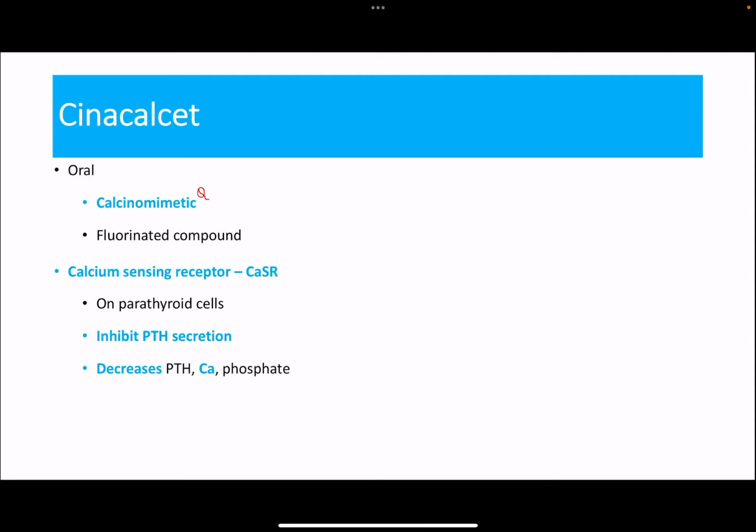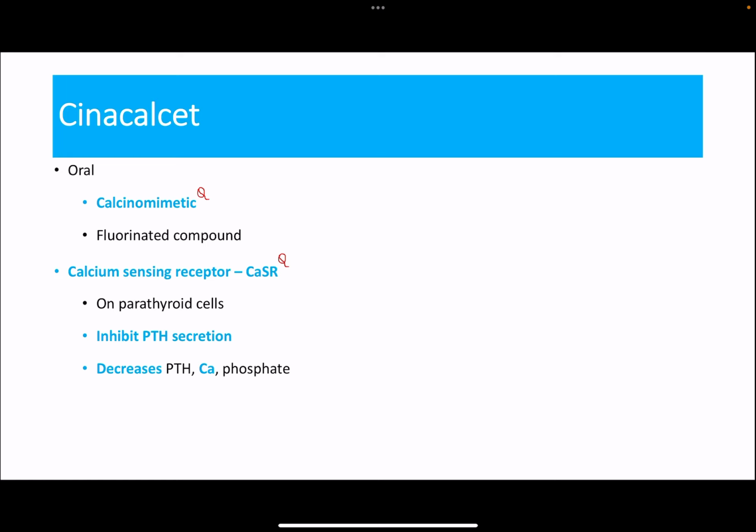So these calcium sensing receptors are present on the parathyroid cells. So when there is an excess of calcium, this is going to sense the calcium levels in the plasma through the calcium sensing receptors. Very important to remember is which is the drug which will sense the calcium levels in the plasma whenever there is an increase in the calcium levels in the blood. The drug which will detect the higher levels of calcium in the blood is Cinacalcet by their calcium sensing receptors, which are present on the parathyroid cells.